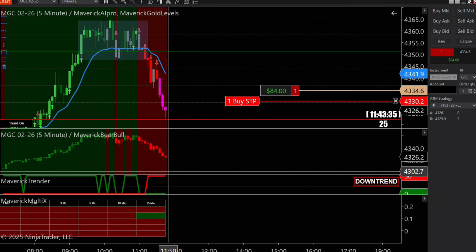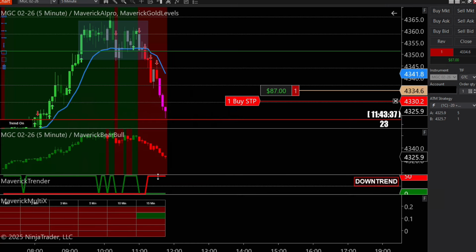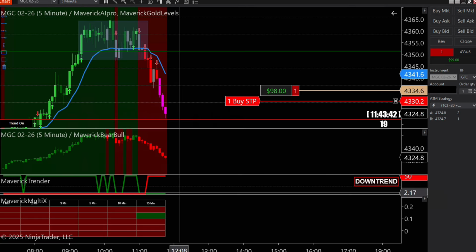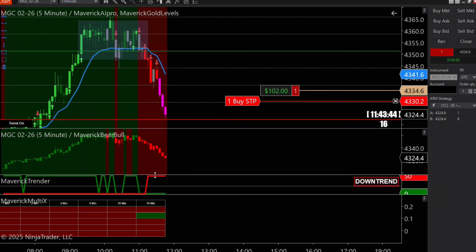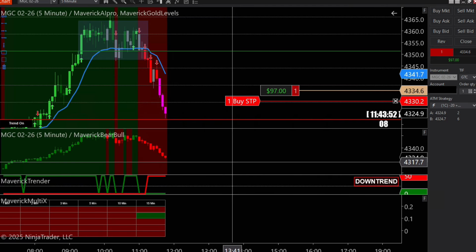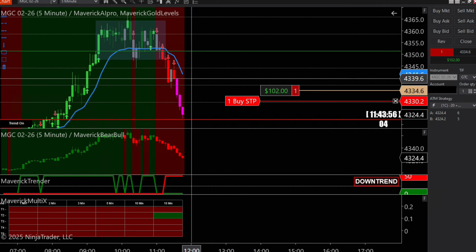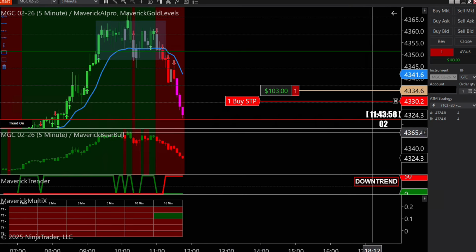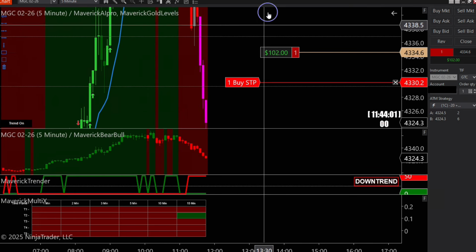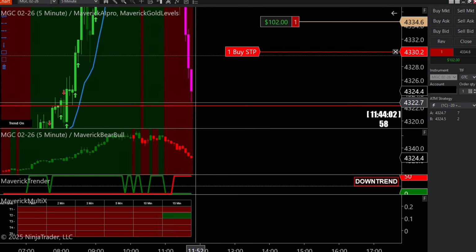Your Maverick Trender is completely pegged to the top. It cannot go any further. And this is not like an RSI where it slowly comes up and slowly comes down. No, it's either at the top or it's at the bottom. And then you have a downtrend label. Folks, I wouldn't go long here. You know what I mean? Okay, and by the way, you have the Maverick Gold levels, which are just being hit to perfection. Look how close it came to this level. Look how close it came.